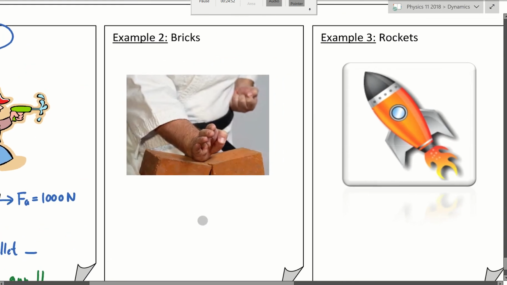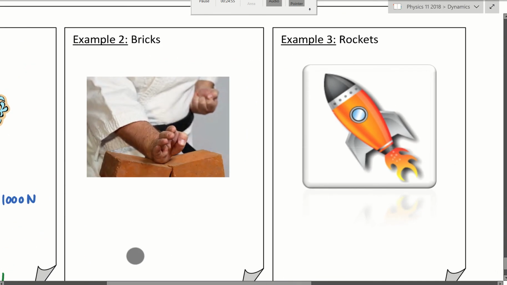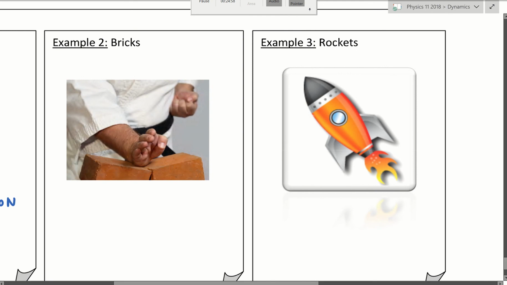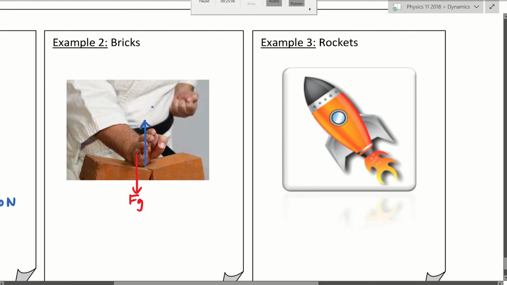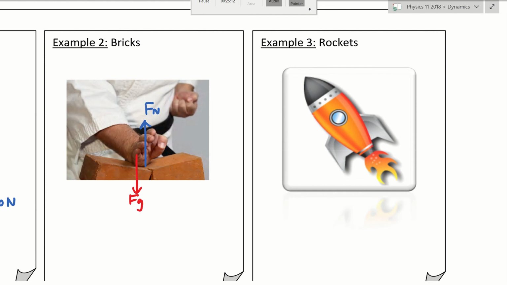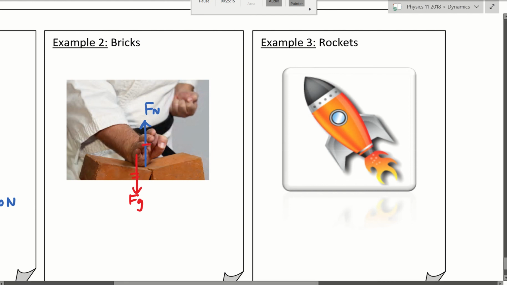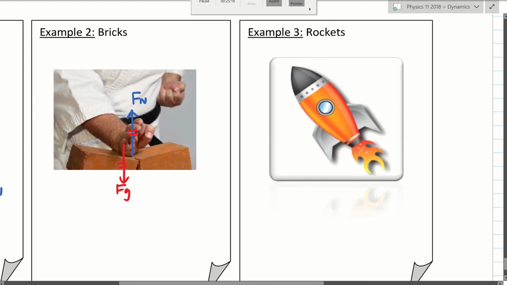Same thing here. This one we can actually draw too. Your hand is applying a force to the brick. So why does it hurt on your hand? Because the brick is also applying a force on your hand, which is the normal force. It's the electrons of your hand repelling the electrons of the brick, and they're equal and opposite. So hand hits brick, and brick hits hand.